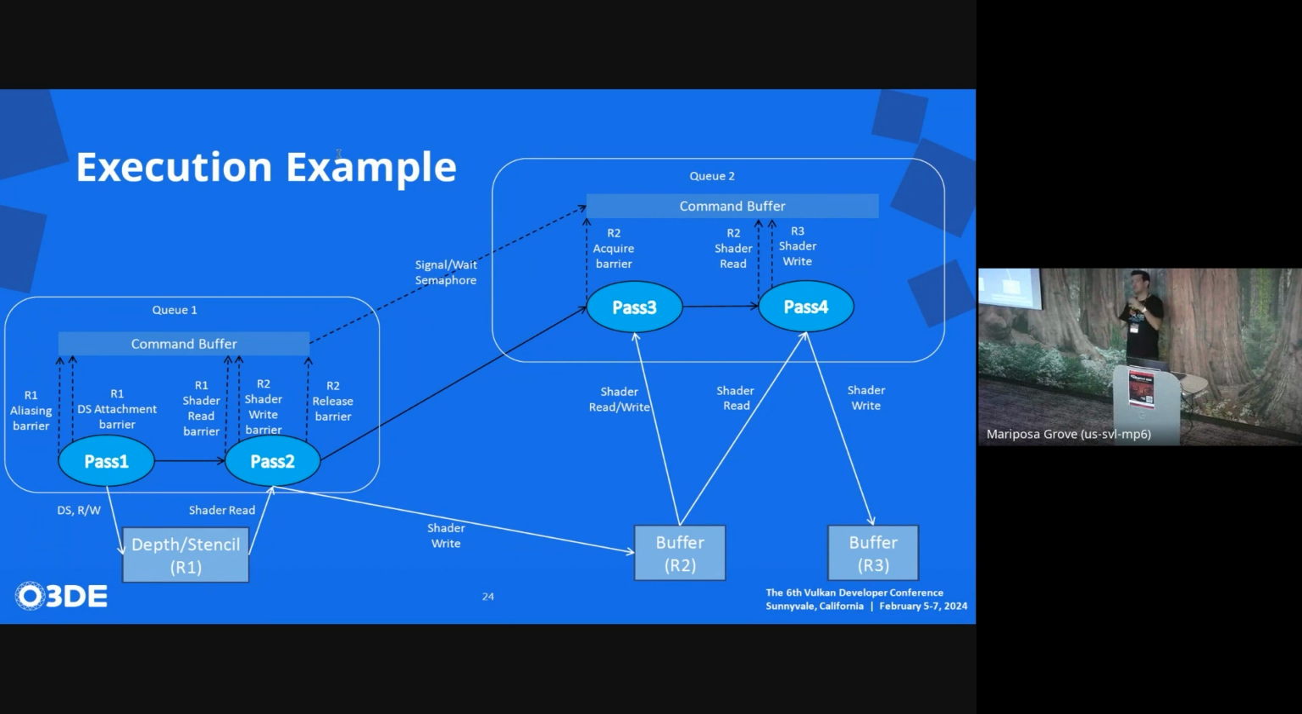And then we have pass 4, that is going to be reading also from that same buffer, resource 2. So it's going to record a barrier before it starts, that's going to protect the access and do the synchronization for the shader read of resource 2. And it's also going to be writing into buffer resource 3. So it's going to record another barrier to protect the writing access to that resource 3.